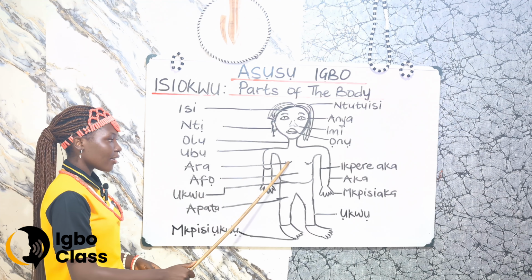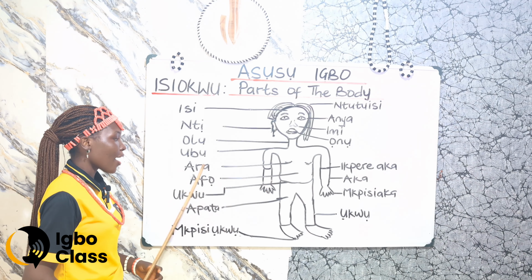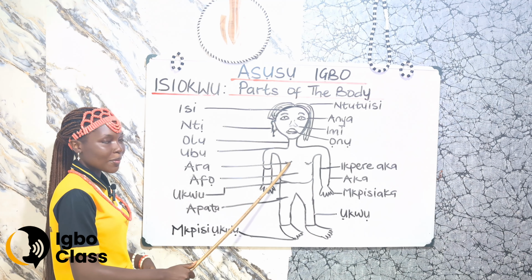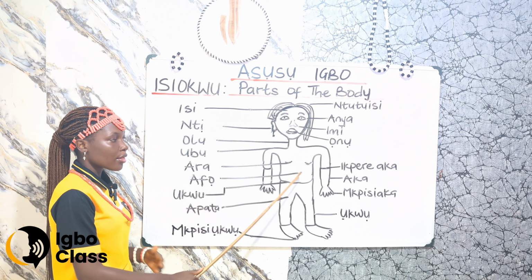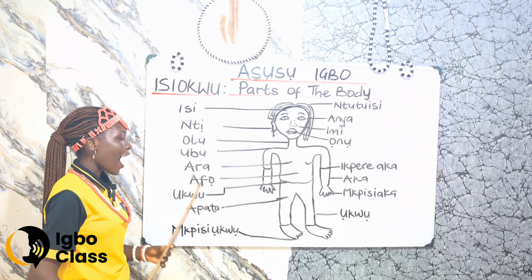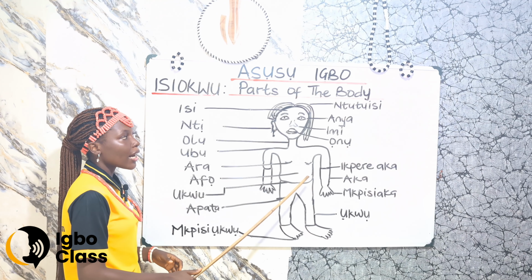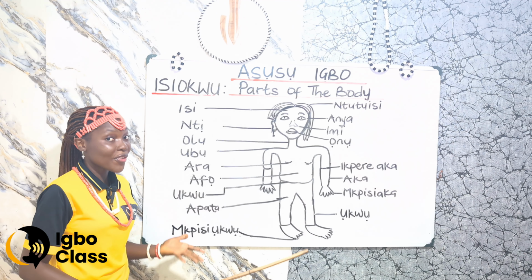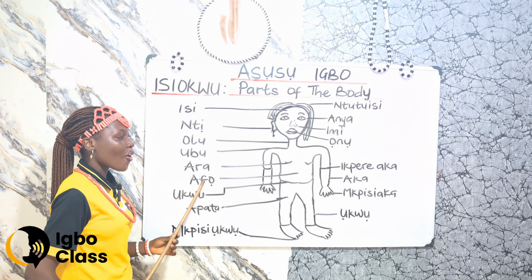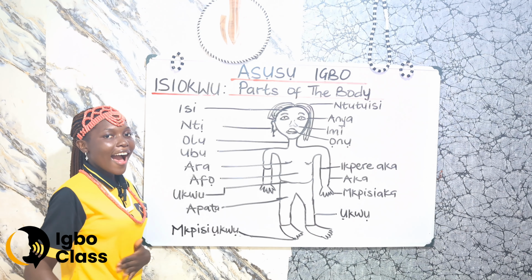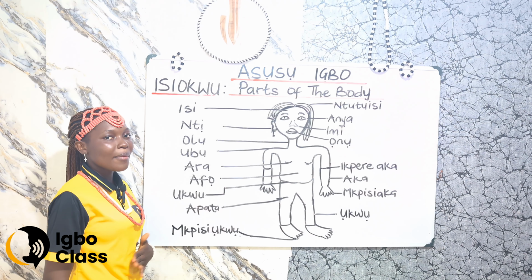Ara, the breast. Afo, the stomach. A beautiful girl. So obviously she has a flat stomach. Afo, the stomach.